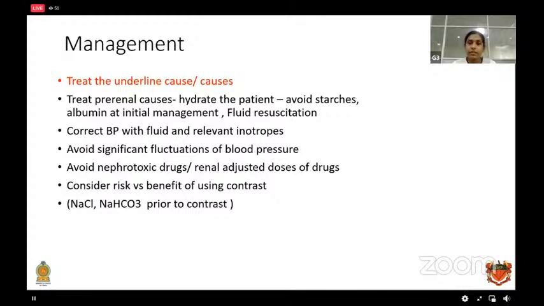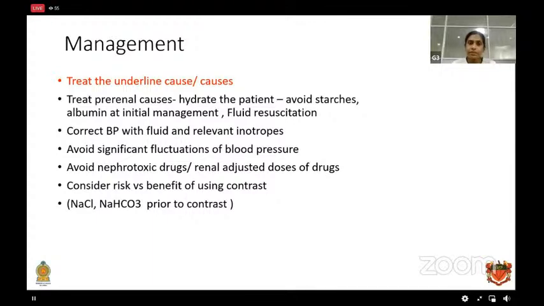But keep in mind starches, it will directly damage the kidney, so don't use it. Albumin, there are trials, better to avoid at the initial stage of management. When you are doing fluid resuscitation, you can use normal saline.